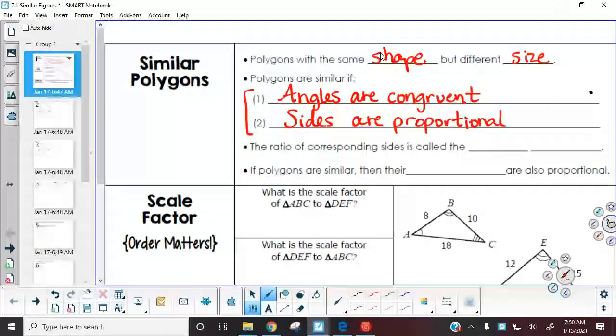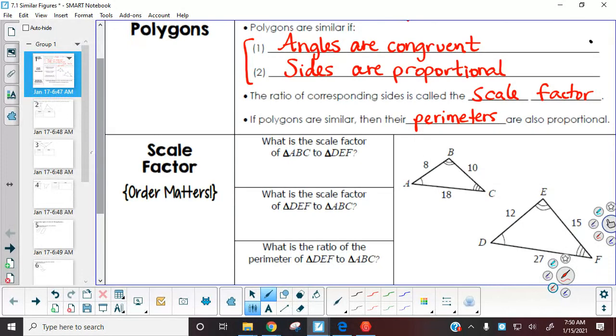So the ratio of corresponding sides is called your scale factor. And the last thing here: if polygons are similar, then their perimeters are also proportional. Now, here's the thing, guys, that last bullet point is just the cherry on top. It's really not a major focal point, but it is something to keep in the back of your mind.